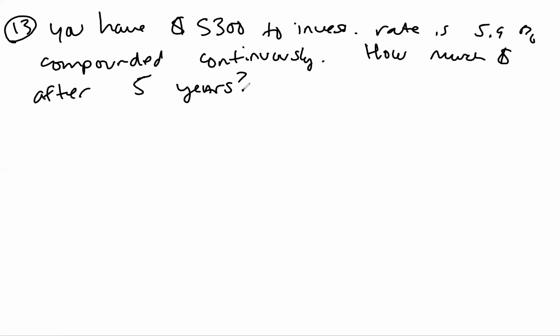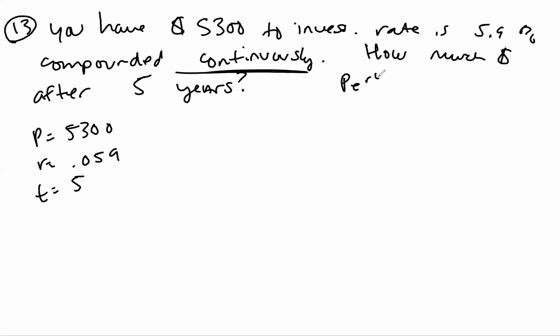All right, so we got to read through it. We got to list everything we know. So the first number is 5,300. That's how much money you have to invest. That is your P value. The rate is 5.9%, but again, we have to write it as a decimal, so 0.059. The time, it says, is 5 years. Let's go ahead and say, oh, hey, it's compounding continuously. There's no n value. This is the problem where I have to use the PERT formula, right? A of t is equal to P times e to the rt. So let's go ahead and find our rt real quick. So we're going to take r, we're going to take t, we're going to multiply them together. We're going to get 0.295.